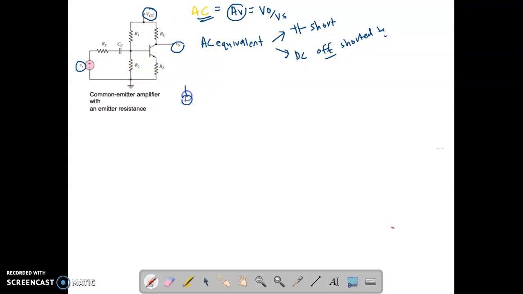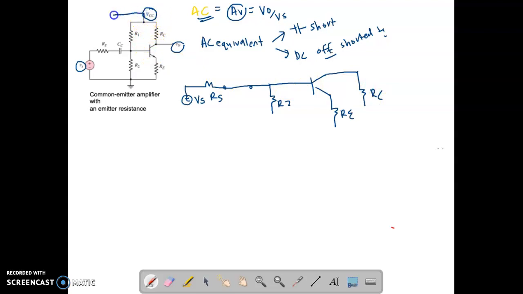So we have here Vs, the AC input, and here is Rs. What will happen to the capacitor? It will be shorted. And then you have here R2, and then here your Re, and you have Rc. Since this is shorted, your Rc now is connected to ground.